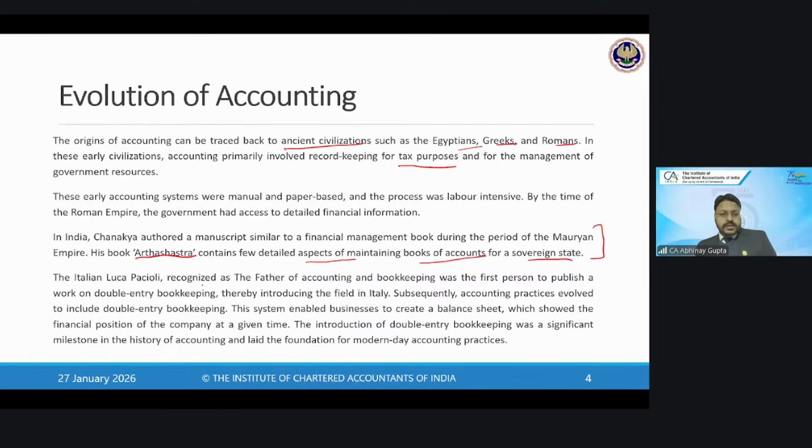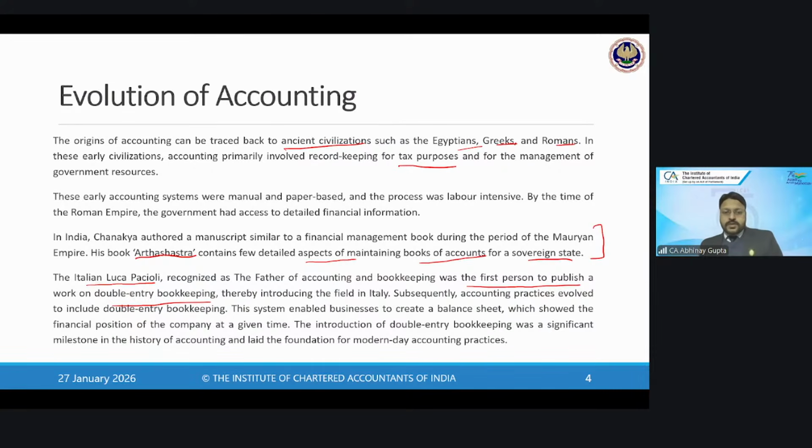Then a person came, the Italian Luca Pacioli, recognized as the father of accounting and bookkeeping, who was the first person to publish a work on double entry bookkeeping, right? So what we are doing today, basically, is double entry, right? Yes or no?